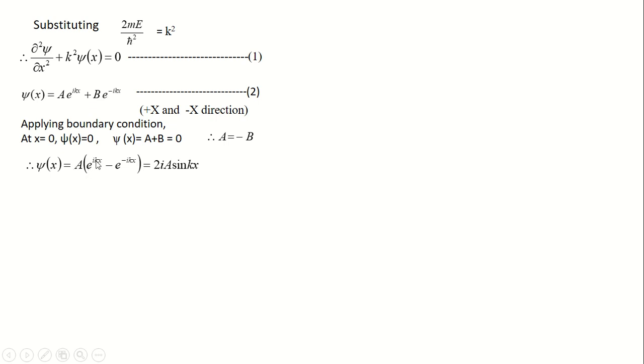But e^(ikx) is cos kx + i sin kx, and here cos kx - i sin kx. Okay, so cos kx minus cos kx gets cancelled out, and we get ψ(x) equal to 2iA sin kx.